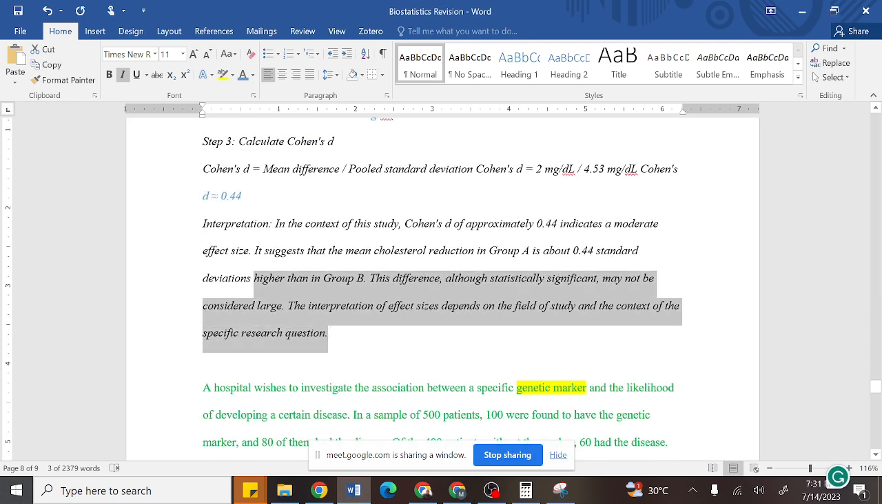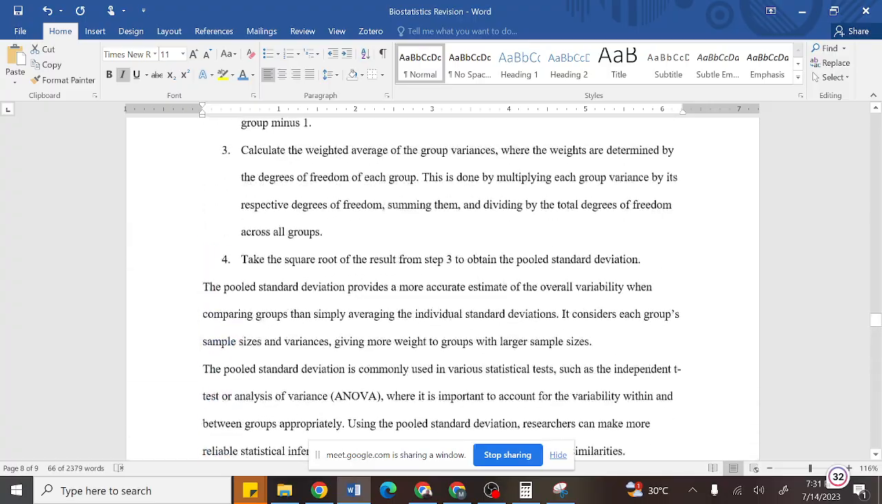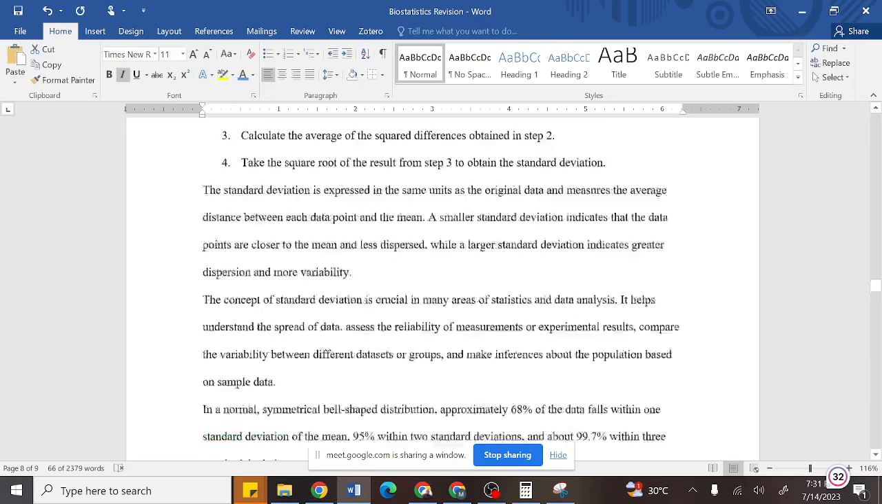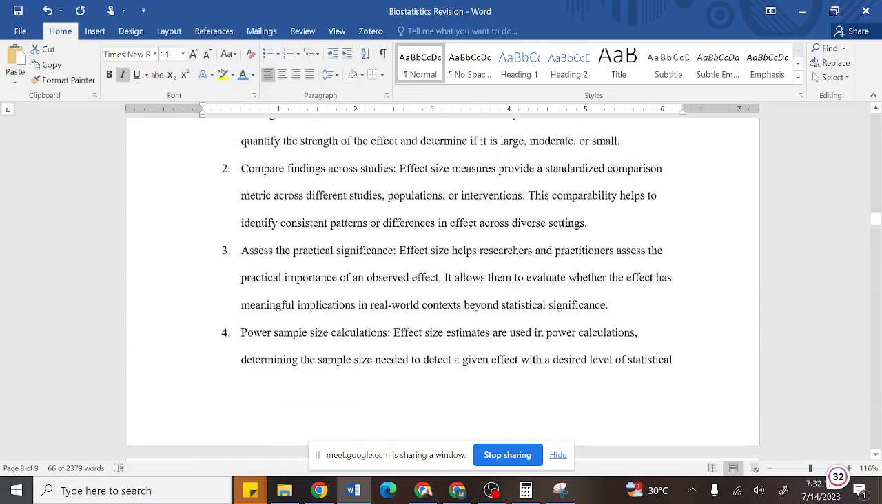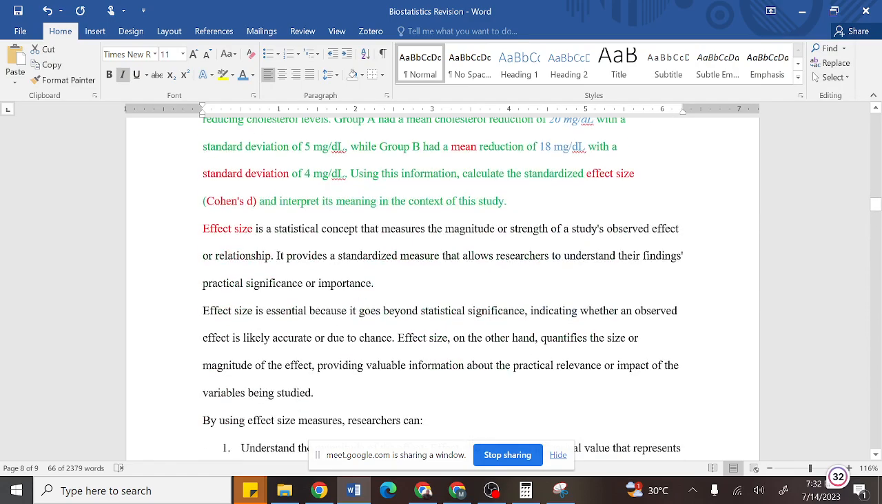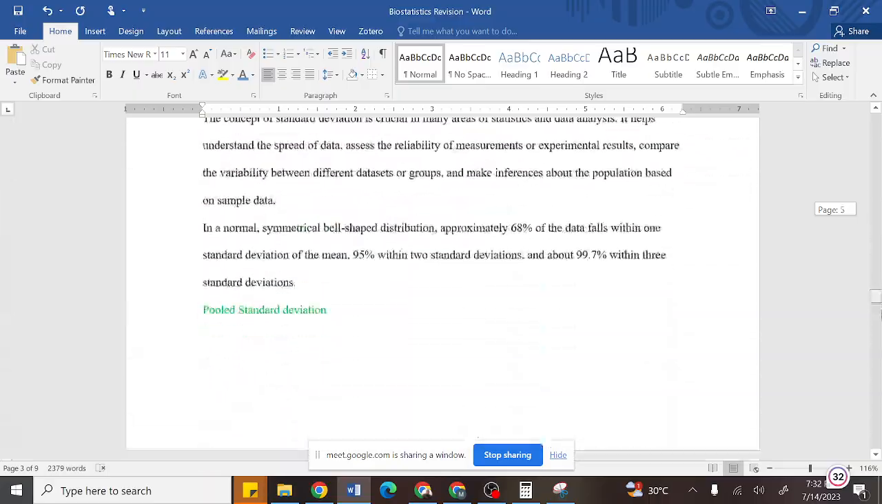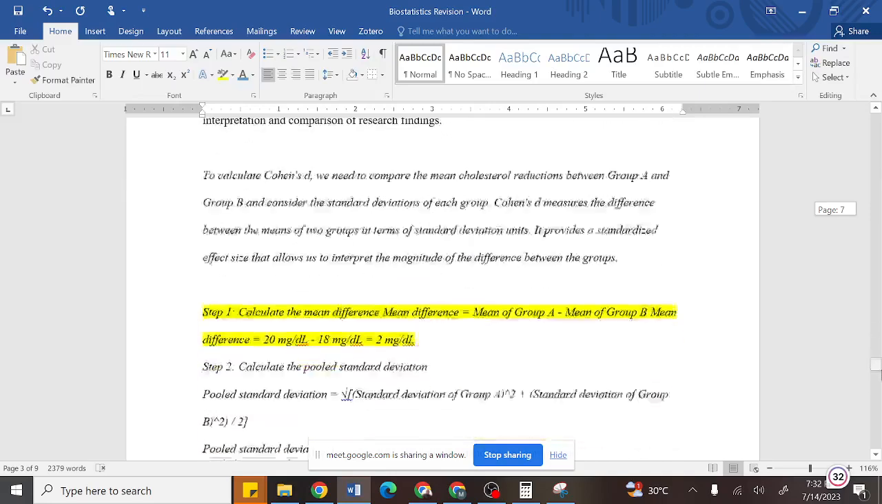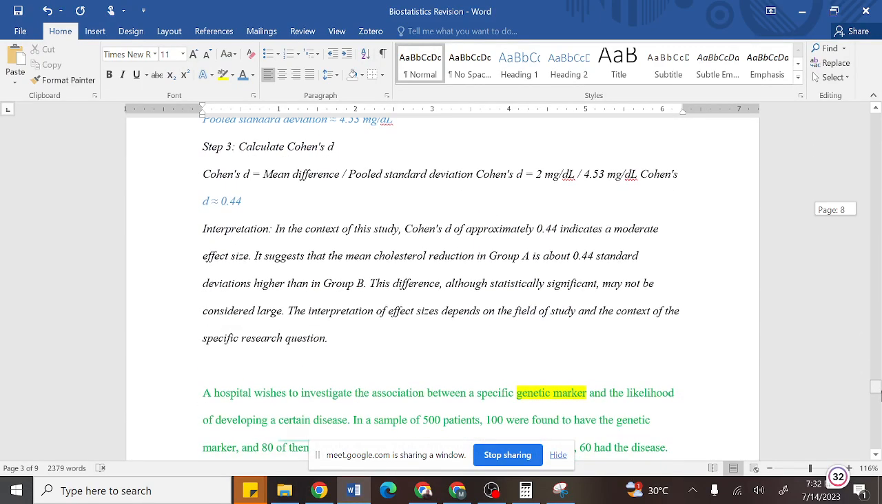Now you go to the interpretation, because the second part of the question here, we go back to the question. Second part of the question: interpret. So we go to the interpretation. If you got a figure, what does it say?